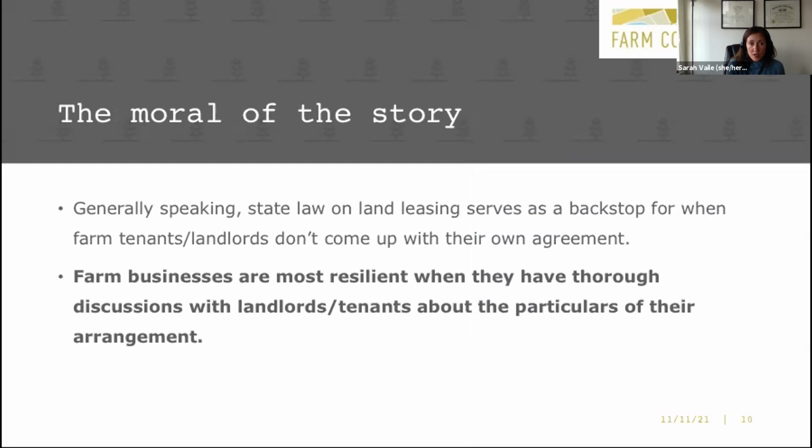So let's review the moral of the Sam story. Generally speaking, state law on land leasing serves as a backstop for when farm tenants or landlords don't come up with their own agreement together. And farm businesses are most resilient when they have thorough discussions with landlords and tenants about the particulars of their arrangement.